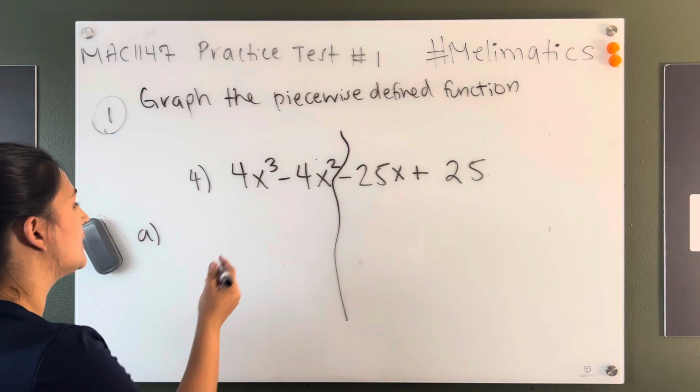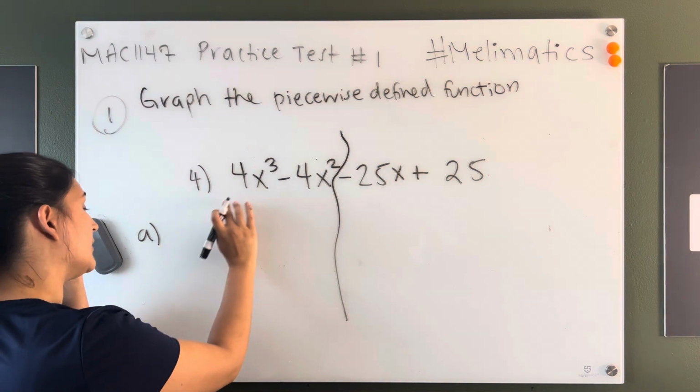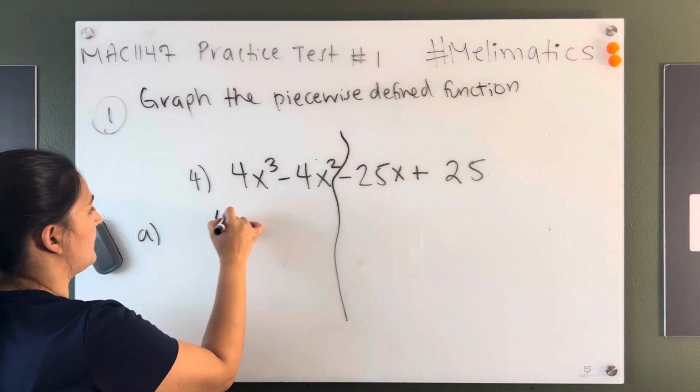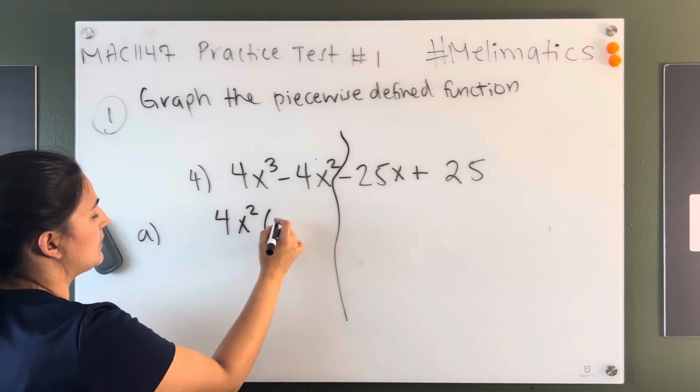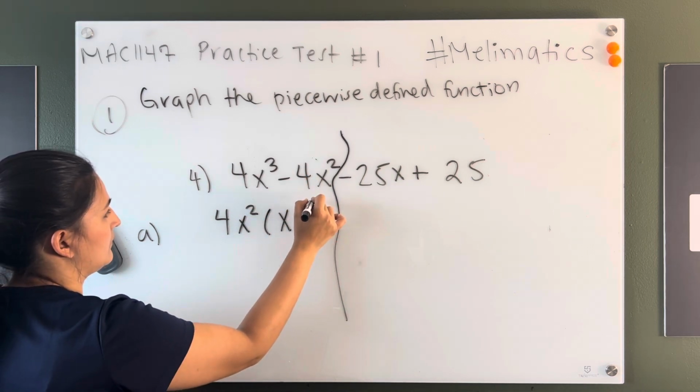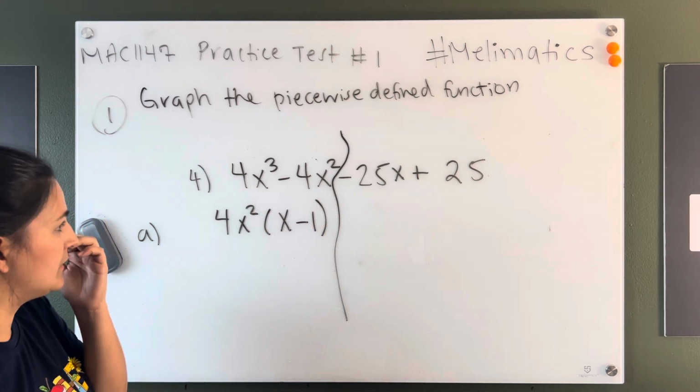Okay, so let's see if it works. So here I have a 4 in common. Both of these are divisible by 4. And they both have x squared in common on the left. What would that leave me with? That would leave me with an x minus 1. Awesome. Okay, so this is going to work.